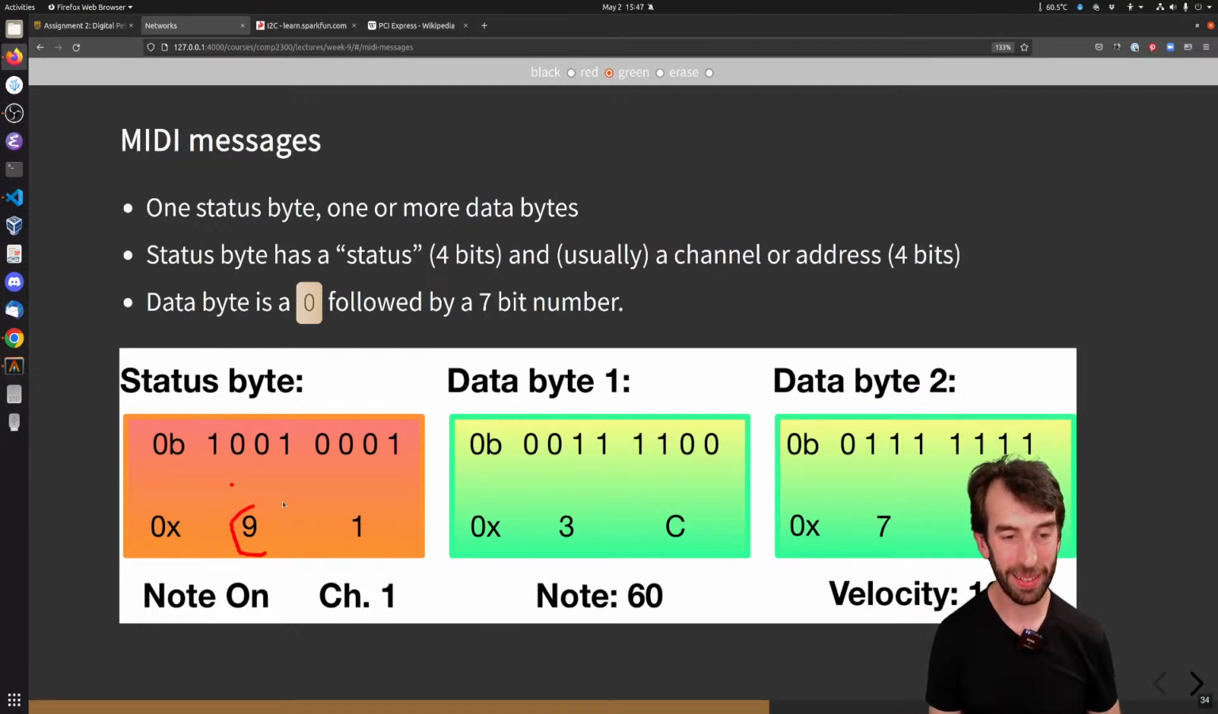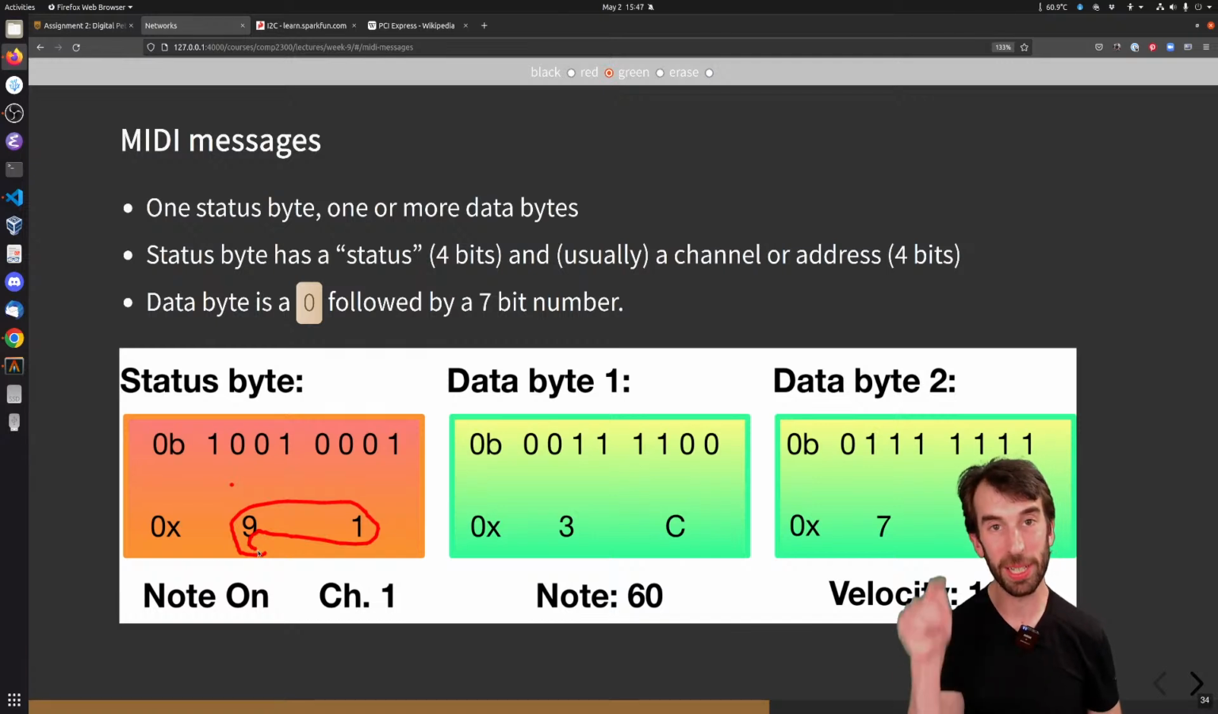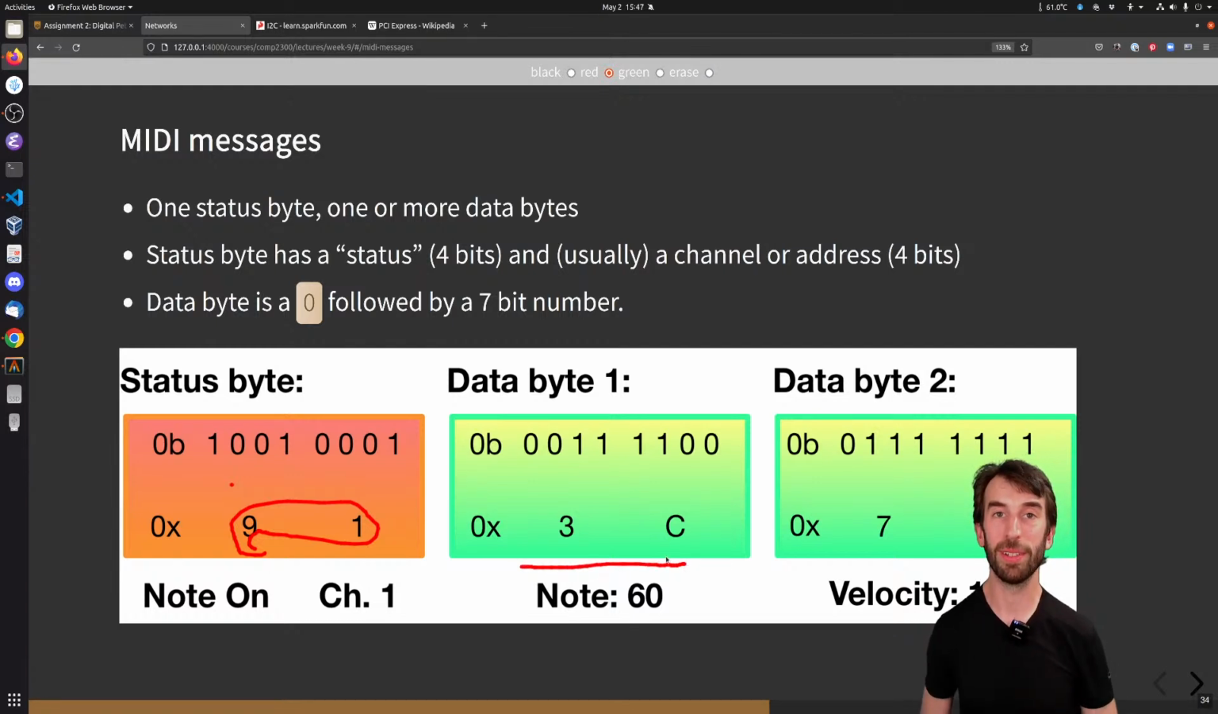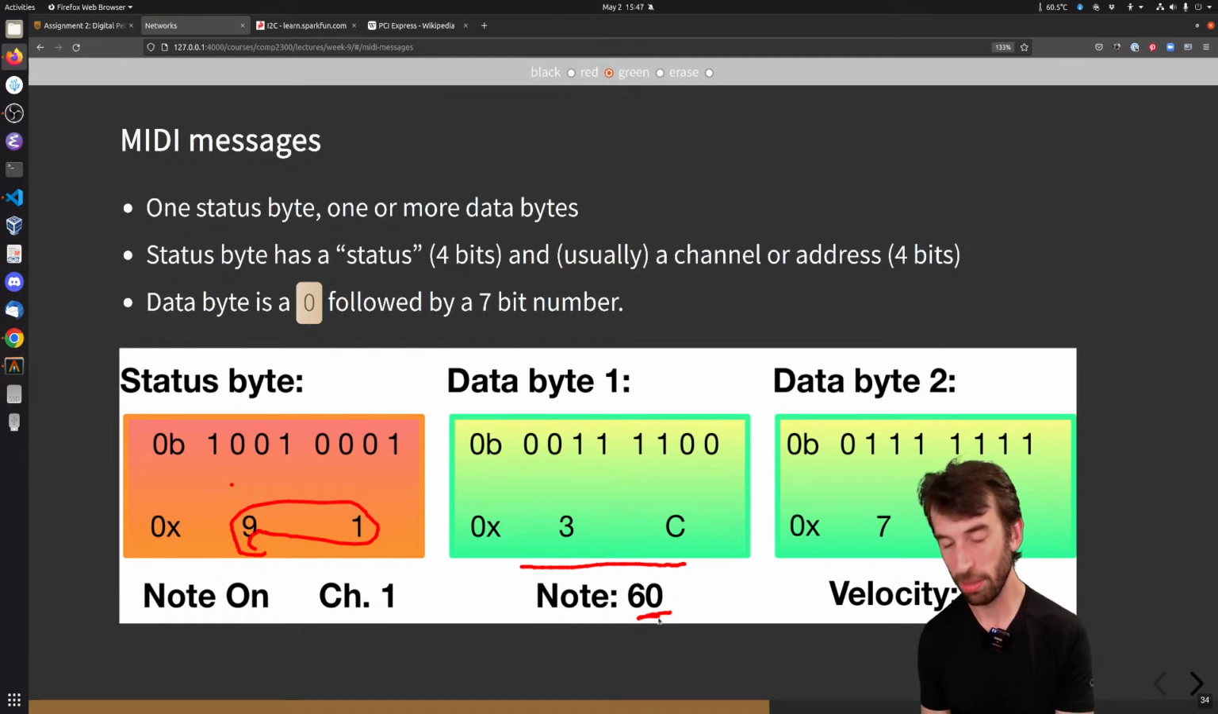Status byte. This one means note on. That means I've hit a note on the synthesizer, pressed it down. The next byte is going to be the note. There's 7 bits for note, so MIDI supports 127 different notes. I happen to know that note 60 is middle C, which is that one.